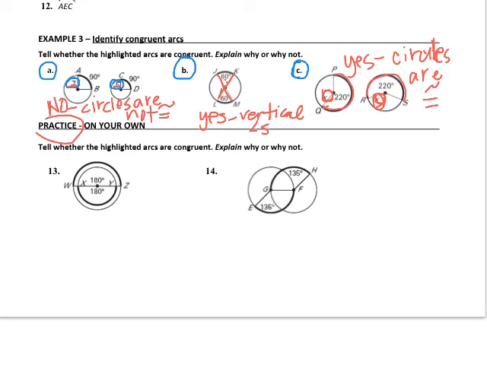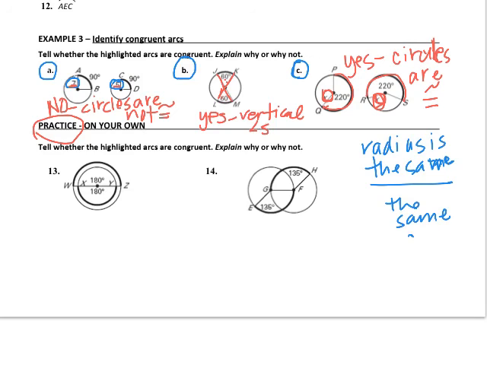So you're going to practice on your own. The last couple of problems here, it says tell whether the highlighted arcs are congruent, explain why or why not. So the only way that that can happen is if the radius is the same between the two circles, or if it's in the same circle that they're asking you about. Okay, so if there's only one circle in the picture, then, you know, the arcs could be the same if they were like part B up here where we had the vertical angles, or if there's two separate circles, remember the radius would have to be the exact same in both of them.